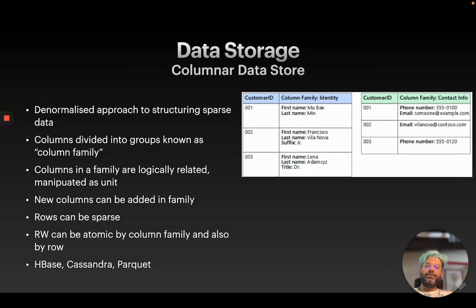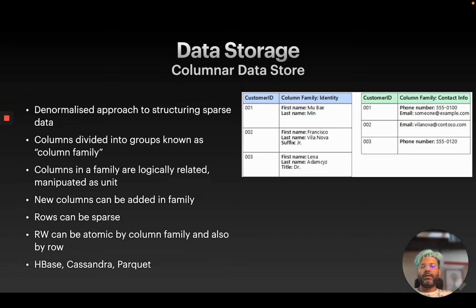The other kind of data store that we are looking at is a columnar data store. Now in a columnar data store, it still stores data by rows and columns, but in this case the columns are divided into groups which are known as a column family. The columns in a column family are usually logically related, and they are retrieved, inserted and manipulated as a unit.